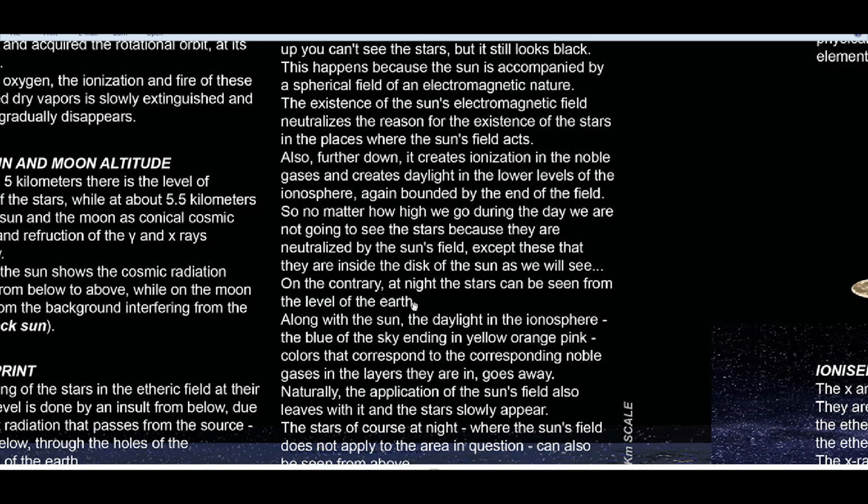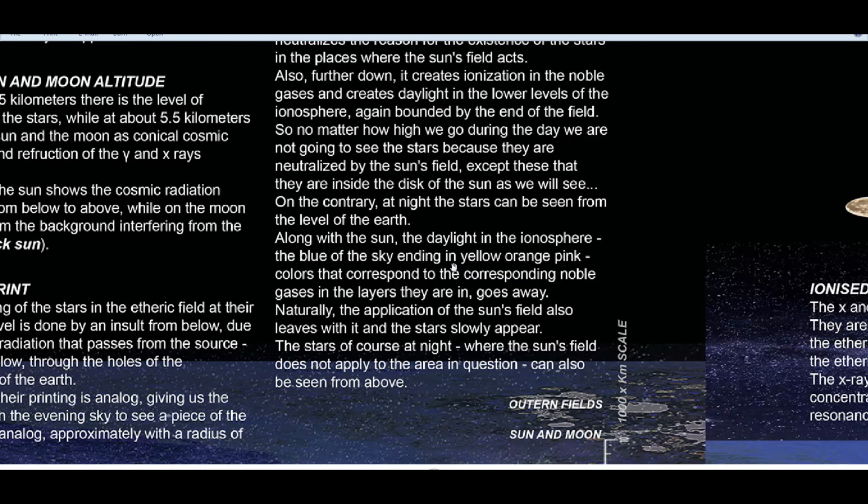On the contrary, at night, the stars can be seen from the level of the earth because of the sun's absence. So for those who live on the earth when the sun is not there, because the sun is moving away towards the distance, that's because the sun is not present. So then you can see the stars, which are always imprinted, but the sunlight is what neutralizes them.